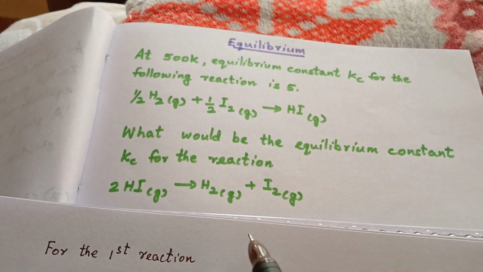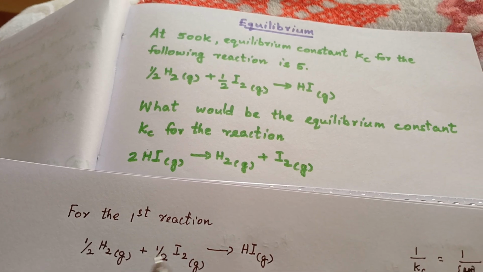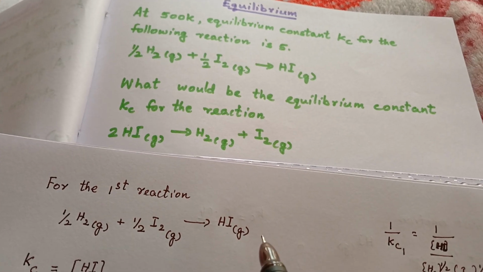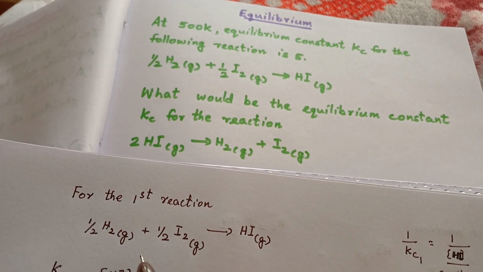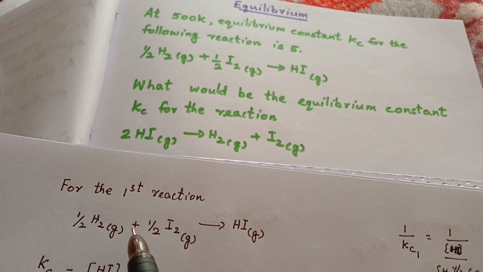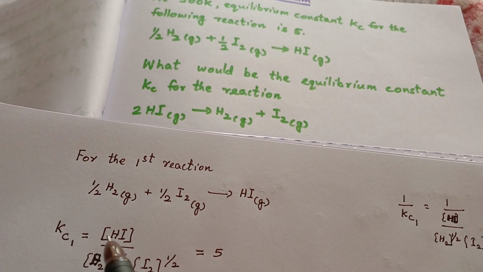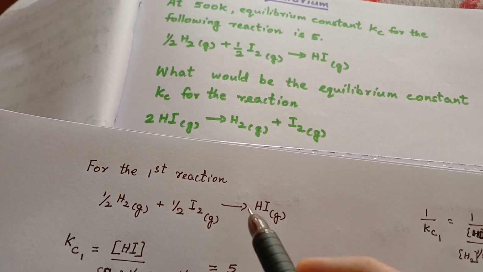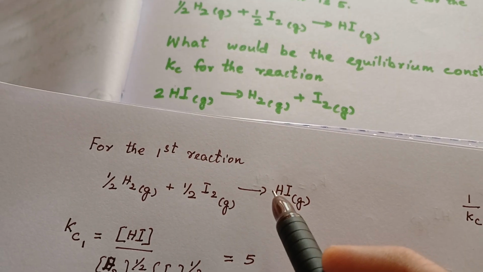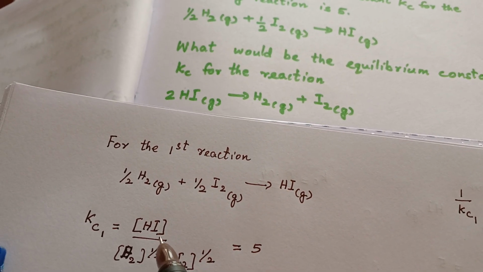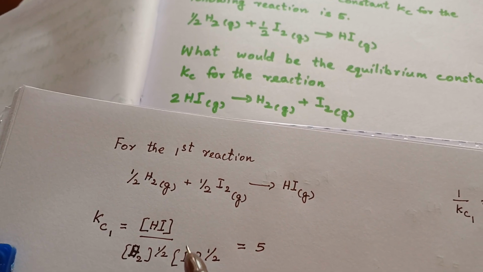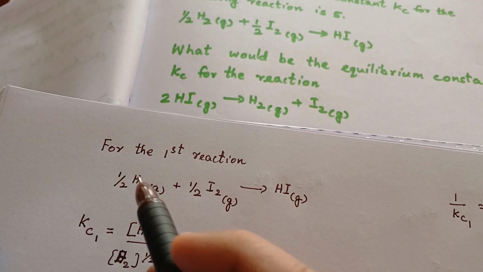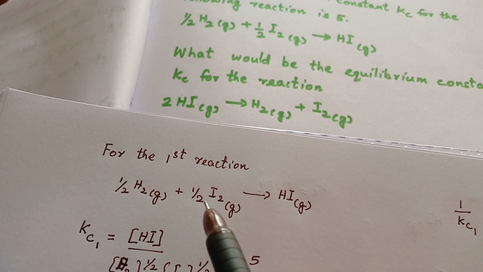So two reactions are given to us. Say for the first reaction, half H2 gaseous plus half I2 gaseous giving HI gaseous. Let us say that equilibrium constant for that is Kc1, which is equal to concentration of the product raised to its coefficient. Coefficient here is 1. So HI, concentration of HI divided by the product of the concentrations of the reactants. Reactants are H2 and I2.